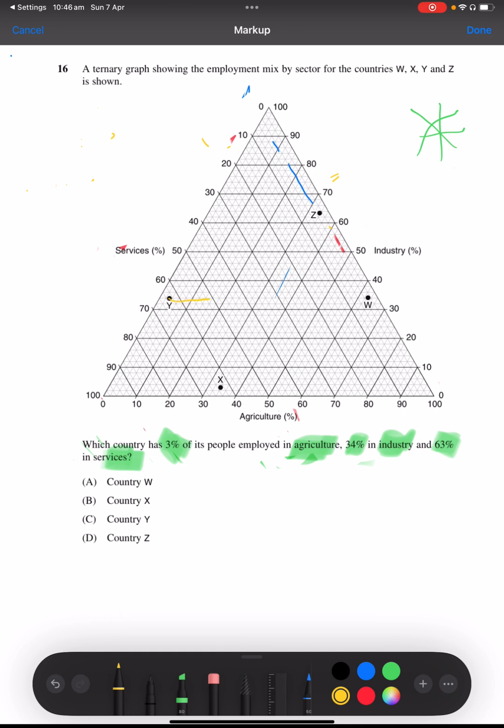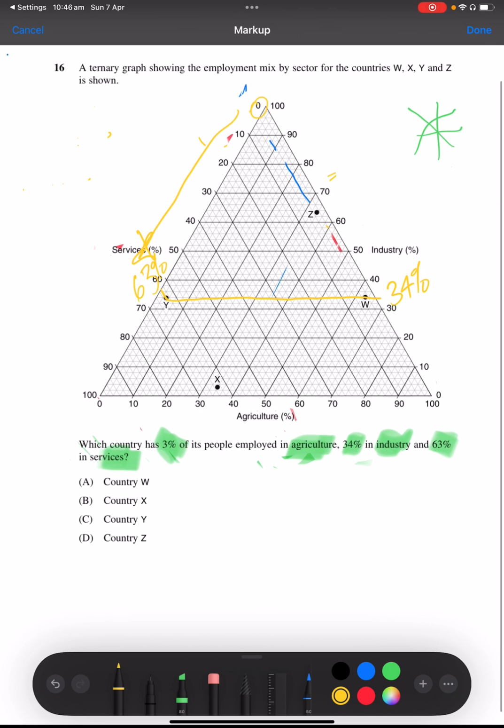We're going to start at Y. We're going to work our way over. Bang, 34% work in the industry sector. Okay, again, start at 0, work your way down, and we get about 63% of the services sector, or people, 63% of the country work in the services section of employment. And the last section, working our way down, okay, we get 3% working in the agriculture sector. Okay, so we know the answer is country Y.